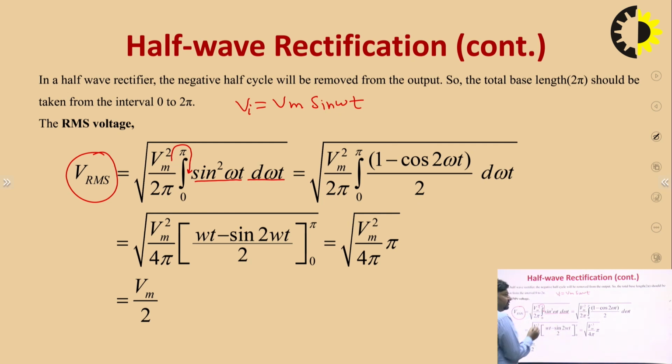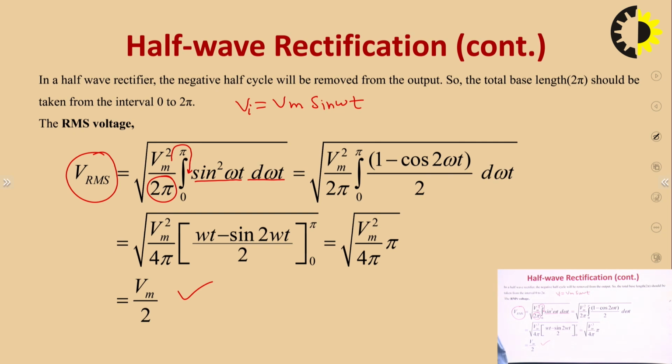because in a half wave rectifier circuit only the first half is rectified, and in the second half, pi to 2 pi, there is no current. So we apply the limits 0 to pi, and for the mean, because the whole cycle of the input signal is defined from 0 to 2 pi, we divide by 2 pi. That is the mean. If we calculate it, this is Vm by 2.